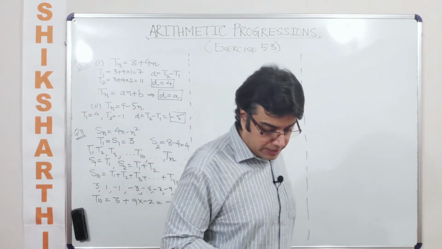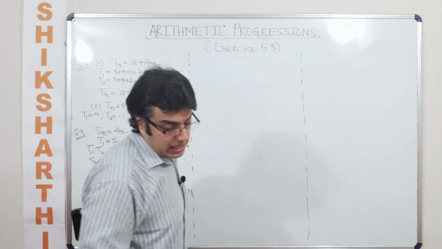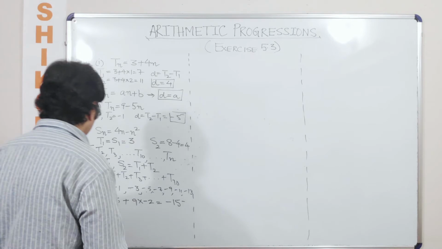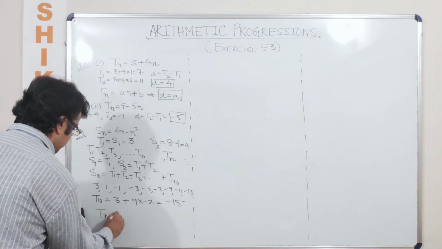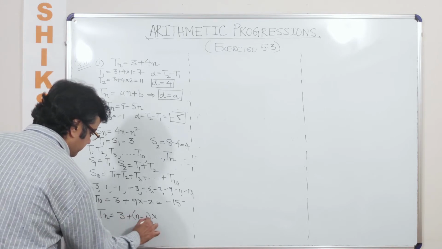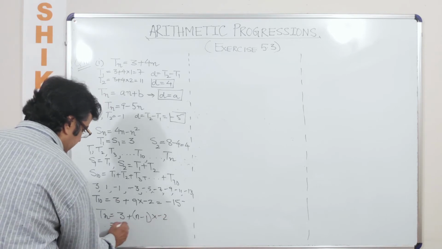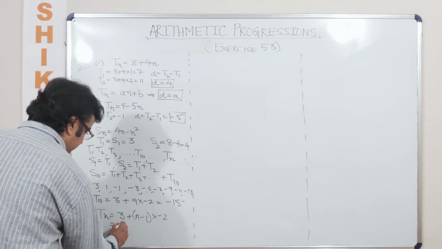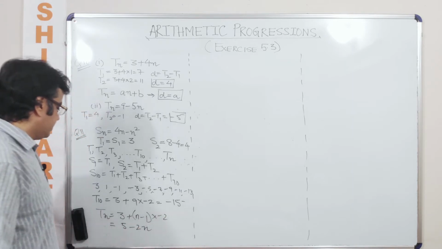They are asking you to find out the sum and the nth term. Okay, can you find out the nth term from here? Yes. The nth term would be the first term plus n minus 1 into d. What is d here? Minus 2. So can I rewrite it as 5 minus 2n is the nth term?